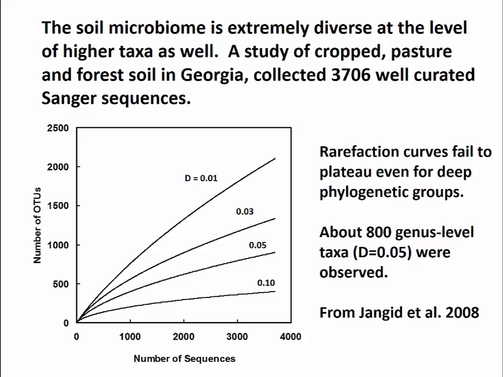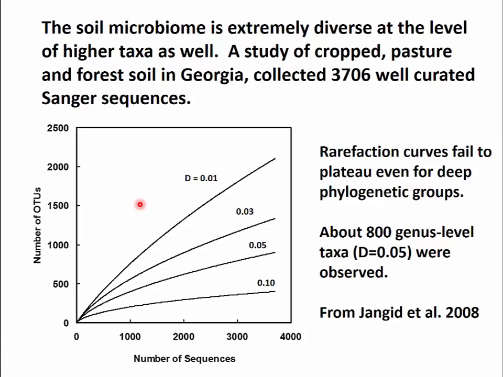We can step back to try to get a better idea of the total diversity in these soil communities. In this case, I'd like to talk about the diversity at a higher taxonomic level as well. This is a study from crop, pasture, and forest soil in Georgia, and we collected about 3,700 well-curated Sanger sequences. And this is a rarefaction curve calculated at different levels, OTUs at different amounts of diversity.